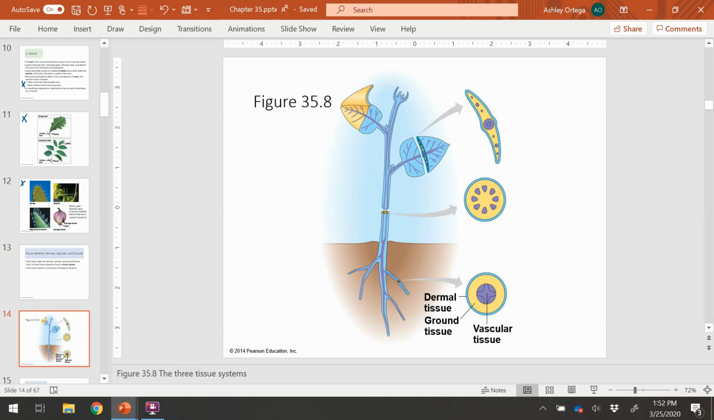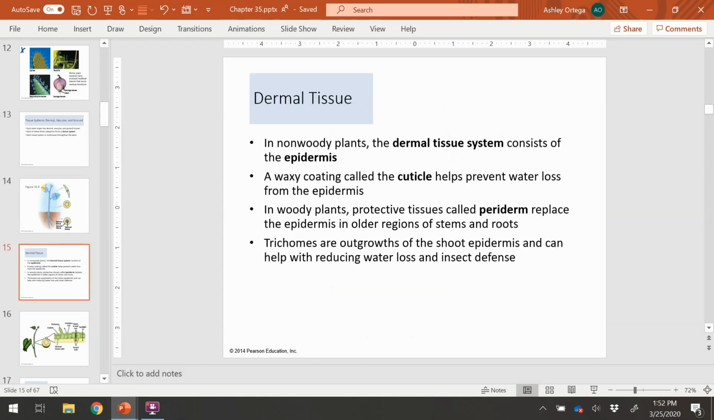Then you have the ground tissue, which is in yellow here. And that's your kind of body filler tissue. That's like our fat cells, our connective tissue. It's going to kind of hold everything in place. So let's take a look at these in terms of their systems and components.